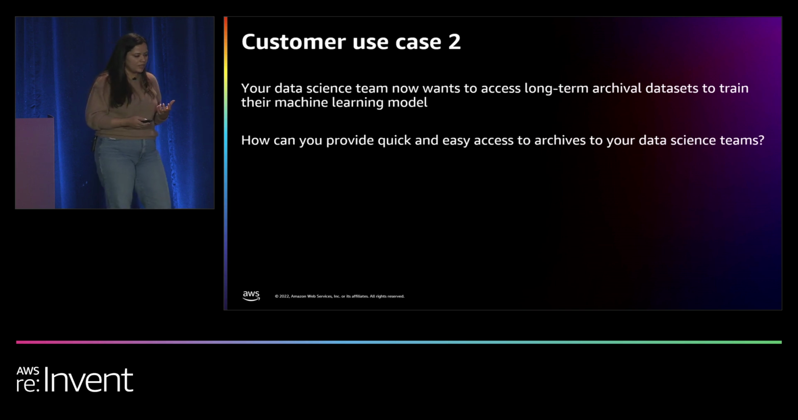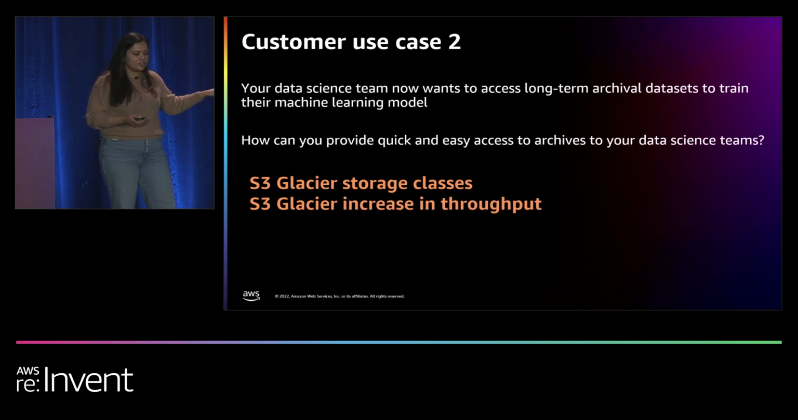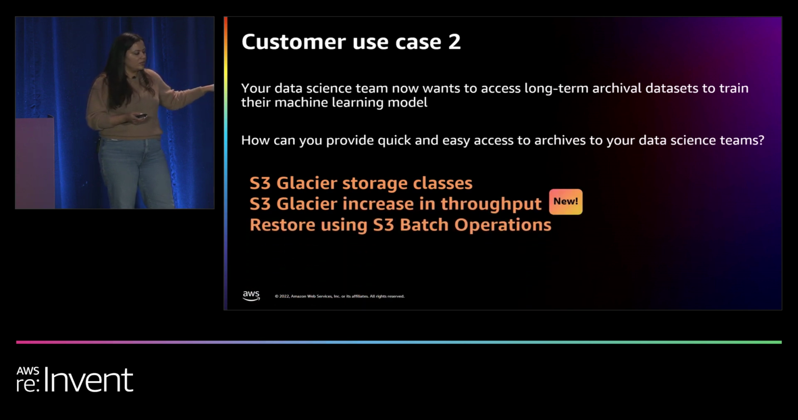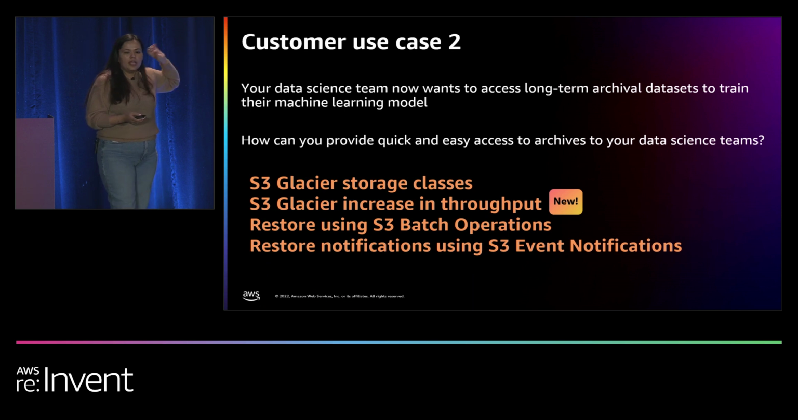And we looked at the Glacier storage classes and the increase in throughput, but we also want to look at how you can restore your data at scale using S3 Batch Operations that we discovered in the previous case, and also see how we can automate the notification process of completion of restores through S3 Event Notifications.